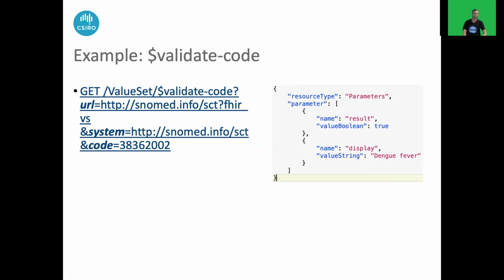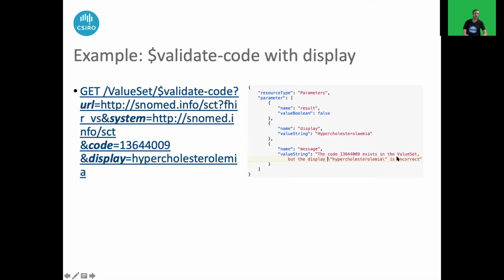And the code that we want to check whether it's a member of this value set is this SNOMED code. So each time we use validate code, we have to tell it both the system and the code that we're interested in, since value sets can include codes from multiple code systems. And it's this 383.62002 code. When we send that request through to the server, it comes back with a parameters resource as the result. So the result will tell us that, yes, this code is a member of the value set all of SNOMED. And just for convenience, it'll tell us that the display term for that code is dengue fever.